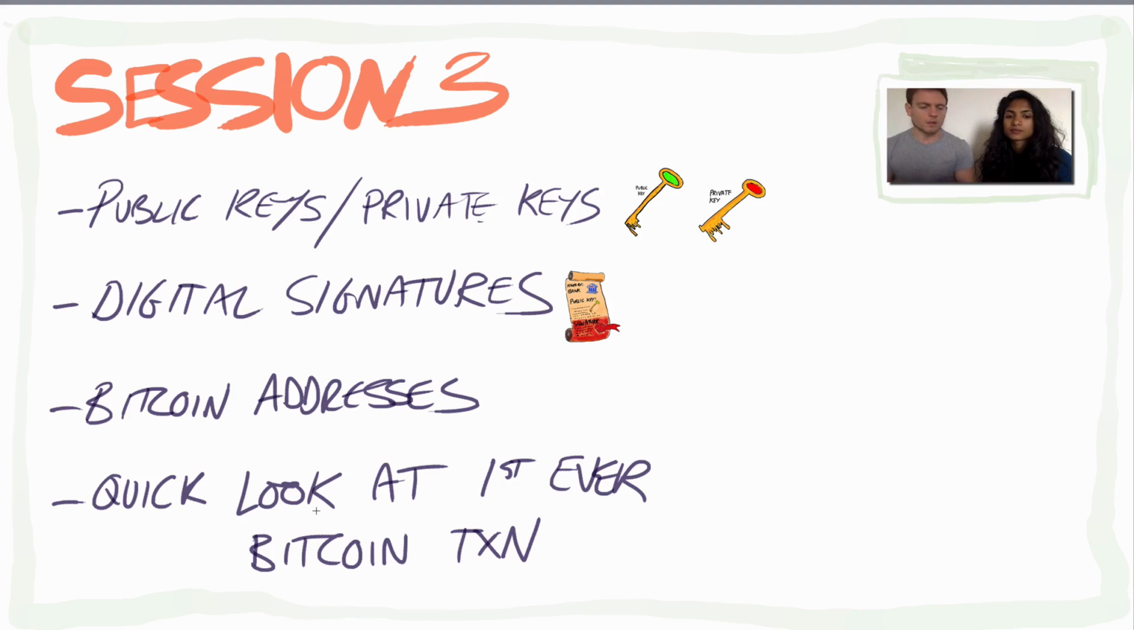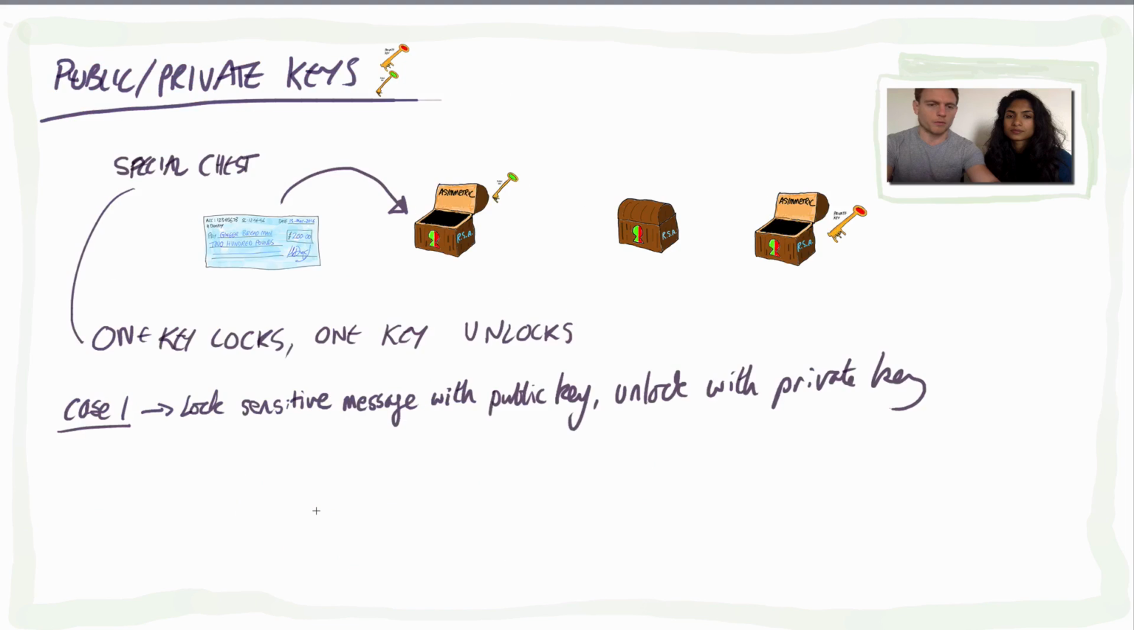Okay, so let's start with the first slide. We're going to talk about public-private keys in the context of a real-world analogy. Normally with a chest, you'd lock it with one key and unlock it with the same key. Now, I'm going to describe a fictitious chest where you have one key to lock it and another key to unlock it.